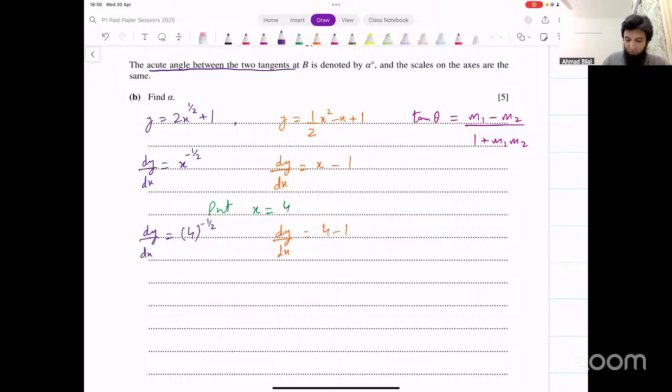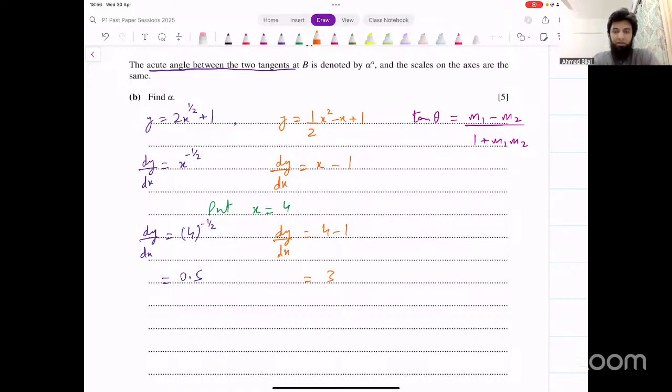What do we get from both of them? The first one gives us 1 over 2, right? That's 0.5. And the second one, that gives us 3. So the two gradients that we are getting are 0.5 and 3. Now, these are the gradients of the curves at that point.